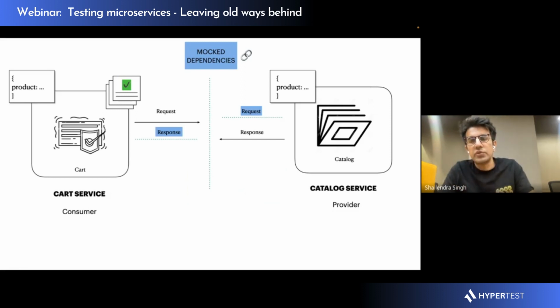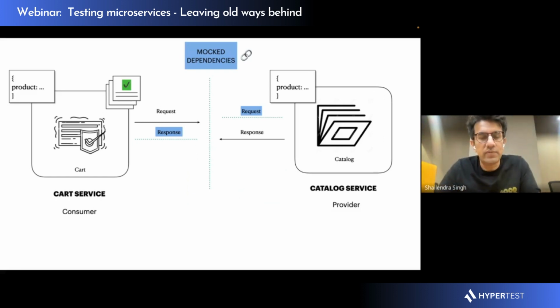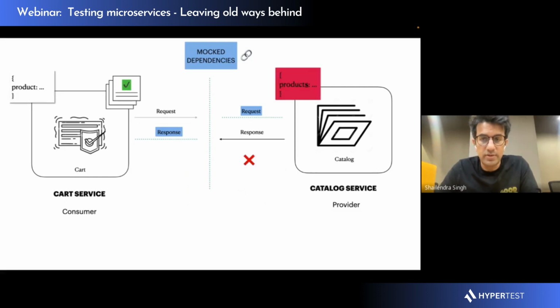I think you would have understood so far that the problem happens because the downstream, here in this case the catalog service, which was sending back a response that the cart service was expecting, changed. But the cart service was not made aware of it, since the response of the downstream was mocked.